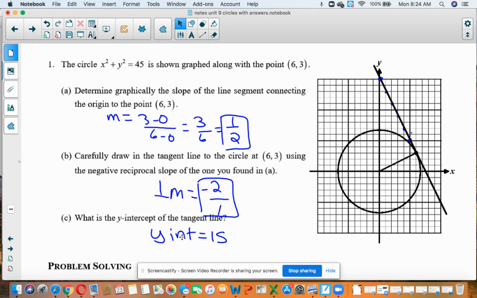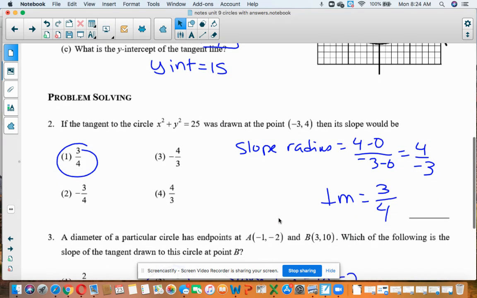They want to know what the y-intercept is. So graphically, it's nice and easy to see. I just kept going up 2 over 1 until I finally intercepted the y-axis, and I intercept the y-axis at 15.